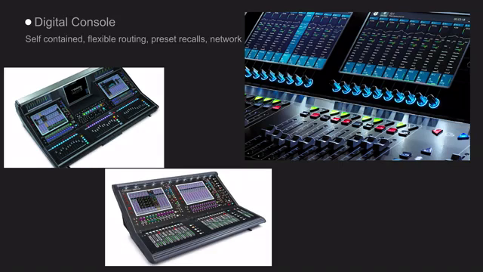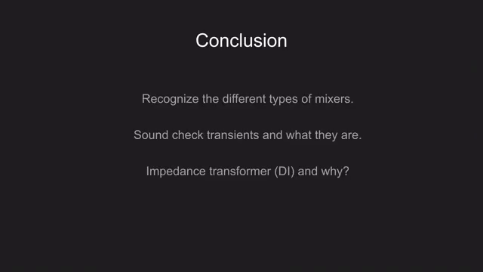Right, so in conclusion, it's just important we recognize the different types of mixers. When we're sound checking transients, we've got to know what that is, and then an impedance transformer. Why do we need one? Why do we need a DI, a direct box? All right.